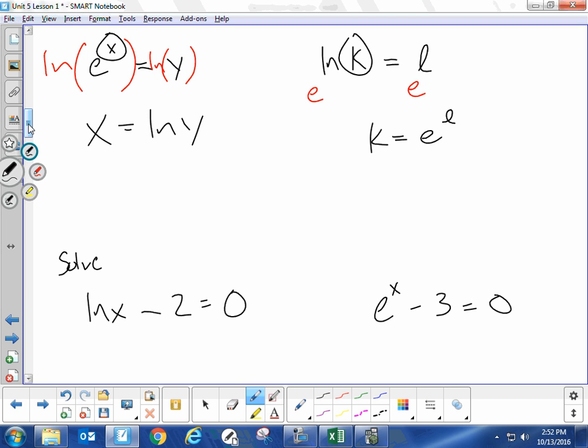Log x minus 2 is equal to 0. E to the x minus 3 is equal to 0. Actually, why don't I make it a little bit more difficult over here and make it 6. Okay, go ahead and solve those for x.